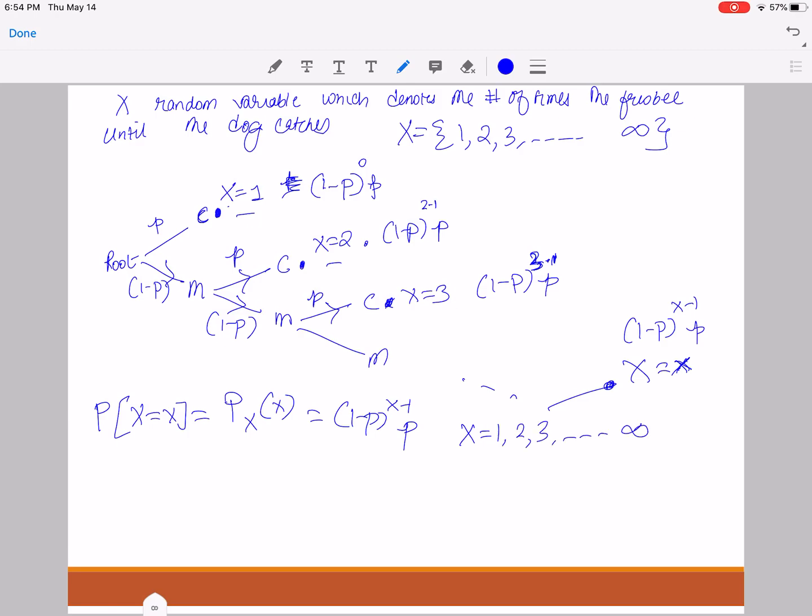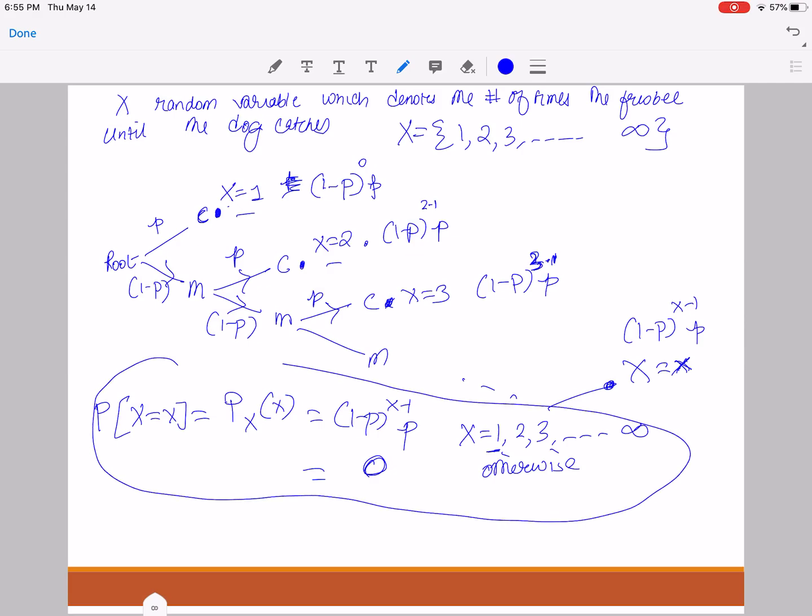Now remember guys, x here starts at 1 because the child has to throw the frisbee at least once in order for the dog to catch it. So x is going to start at 1 and it can go all the way to infinity. For all the other values of x which are invalid, the probability mass function will always be equal to 0. Because if I were to ask you, what's the probability that the dog catches the frisbee when x is equal to -1? -1 doesn't mean anything in this scenario, so that probability will be equal to 0. So this equation right here is what we call the probability mass function for this particular problem.